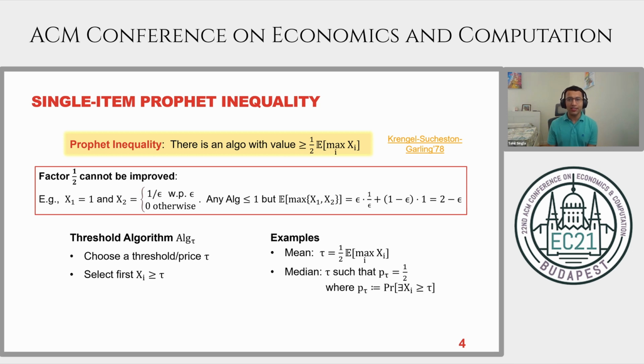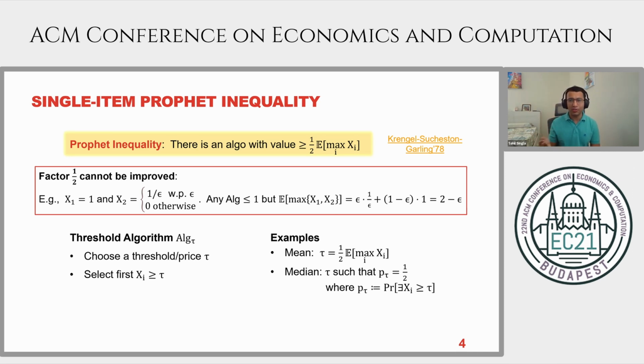Another popular threshold is the median threshold. The median threshold is chosen as follows. It's set such that the probability that there is a random variable which is above this threshold is a half. So think of the max of x1 to xn, all these random variables. The probability that your max exceeds this threshold is a half.